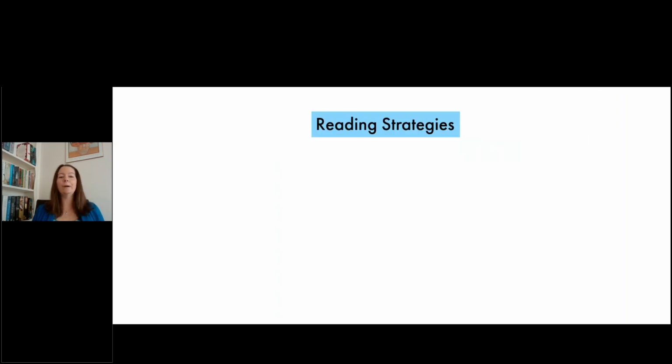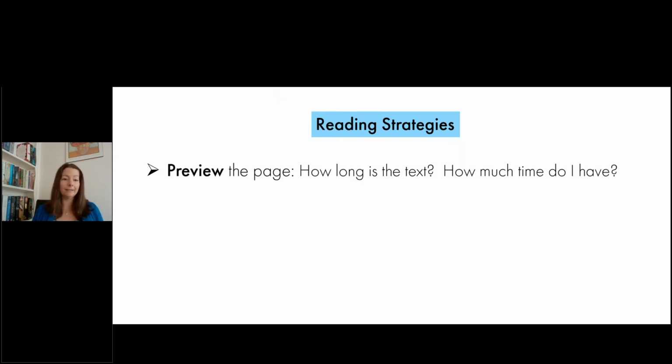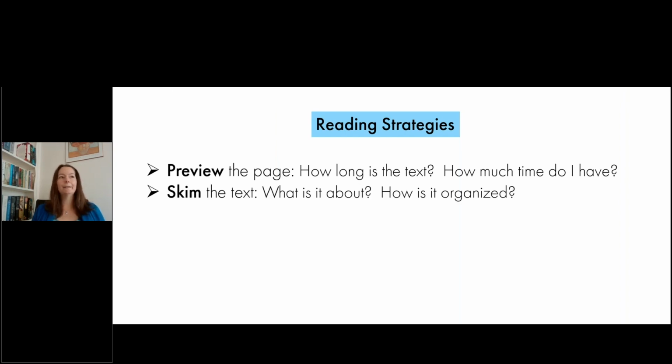So let's just review what we did today again. These are the strategies that you would use for any reading text at all, whether it's a testing situation or a homework assignment. I would advise that you preview the page first. So decide how long that text is and understand how much time you have. Time management is crucial if you're going to finish the question. You'd skim the text next just to get a very broad sense of the content. So what is it about and how is it organized?